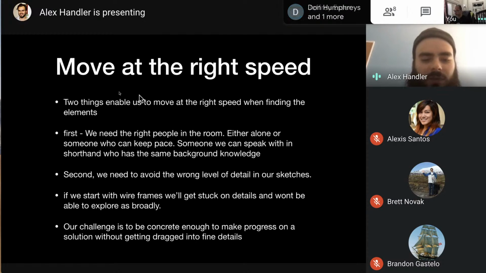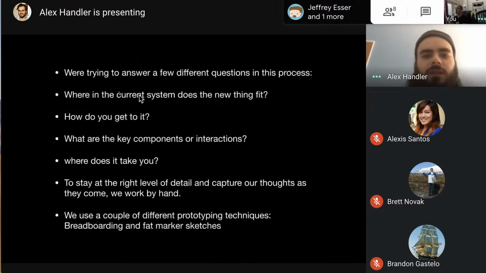So our challenge is to be concrete enough to make progress on a solution without getting dragged down into fine details. Right? We don't want to be working in super high fidelity mockups, getting caught in the wrong level of abstraction, things that might not matter later on that hold us back from making good progress.